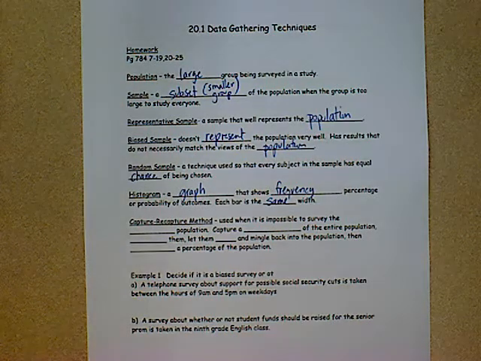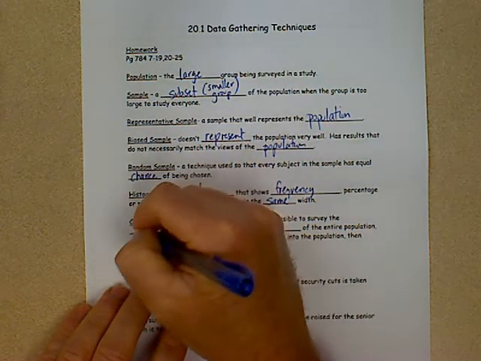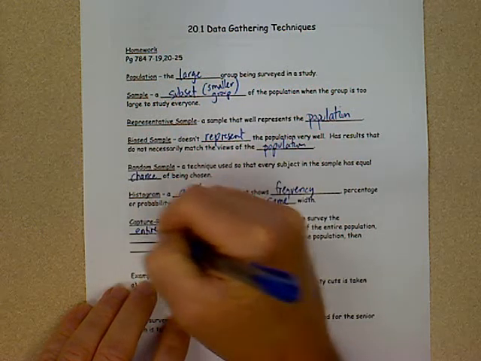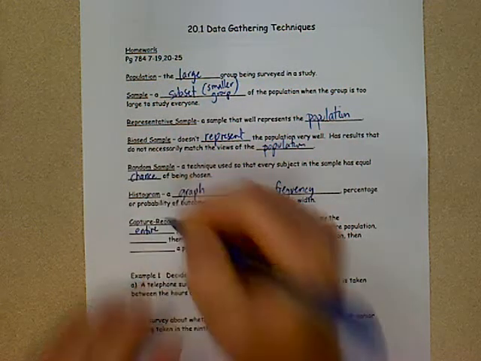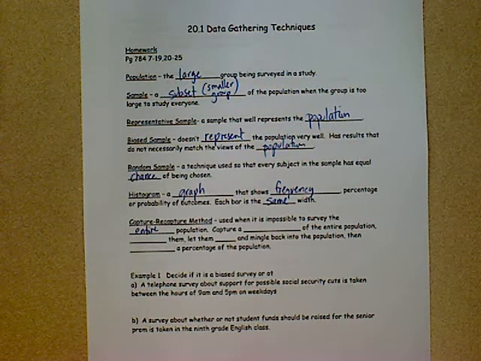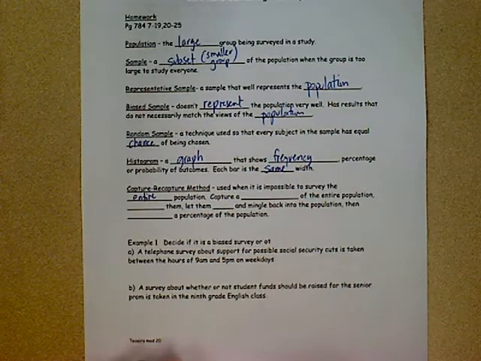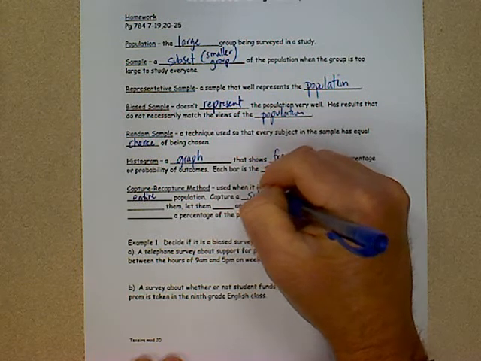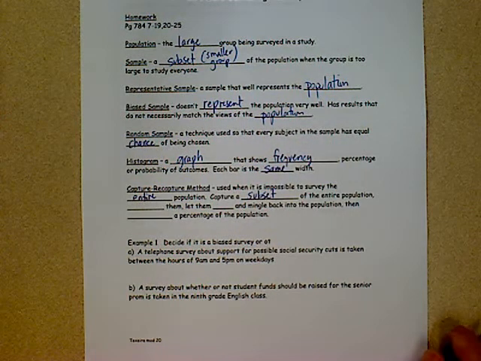Capture-recapture method is used when it's impossible to survey the entire population. A lot of times, people that work in the forest, forestry people or marine biologists, have to tag and then recount, and I'll explain to you how that's done in just a minute. So you capture a subset of the entire population.